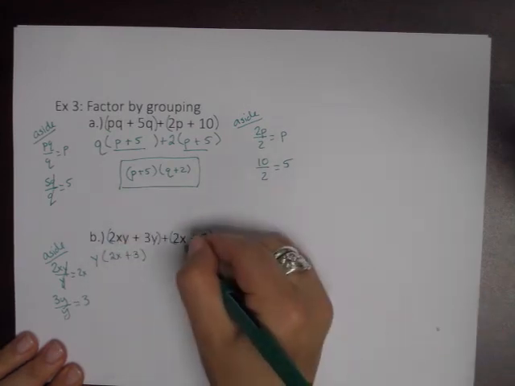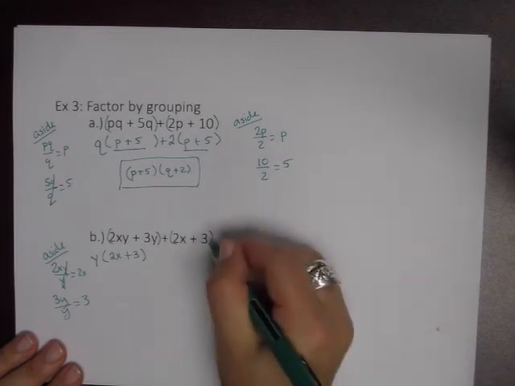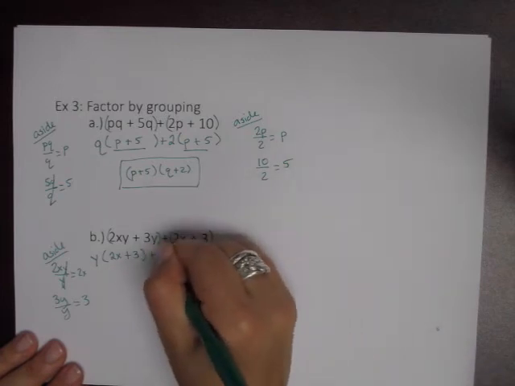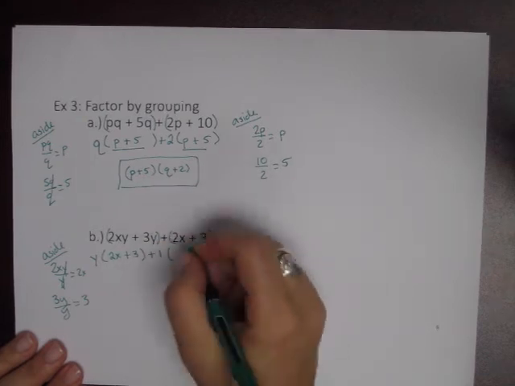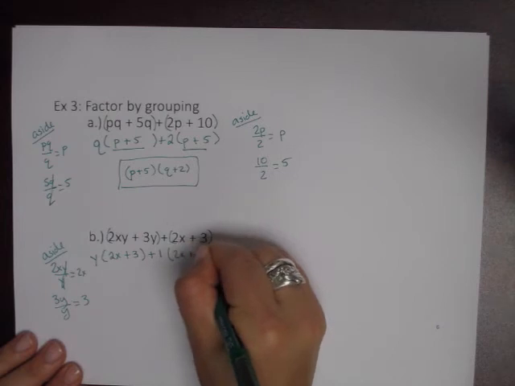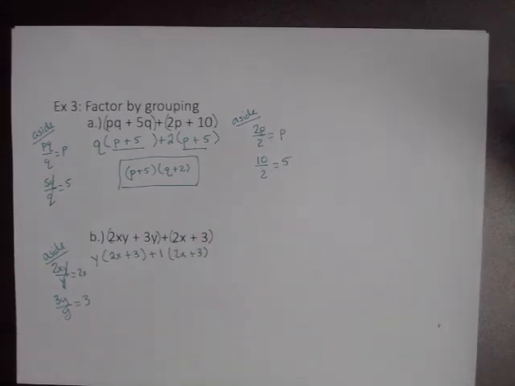In my second group, we got 2x plus 3. 2 and 3 are prime numbers, and there's no x in the second term, so the only thing that I can pull out is a 1. And it's going to be super important that you pull out that 1 if they have nothing in common, because it's going to make a difference at the end.